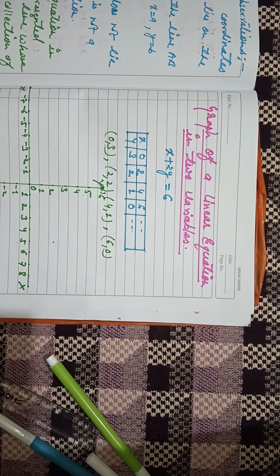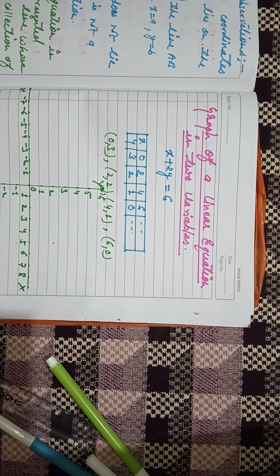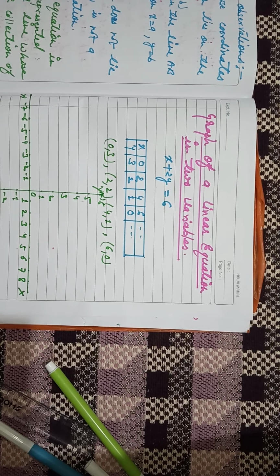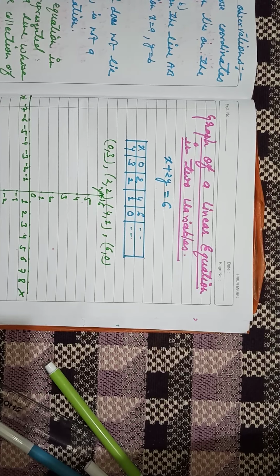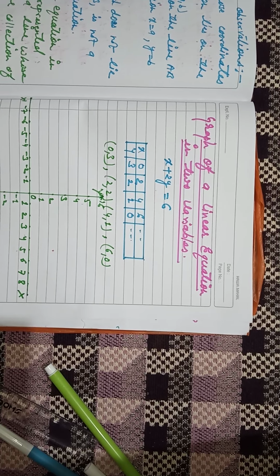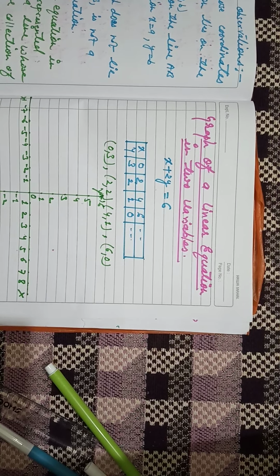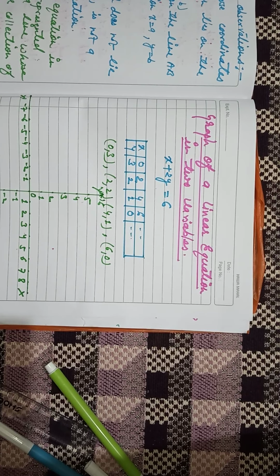Today we are going to learn the graph of a linear equation in two variables. Before that, you have obtained the solution of a linear equation in two variables algebraically. That means by putting the values of the variable, we find out the solution of the equation. Now let us look at their geometric representation.